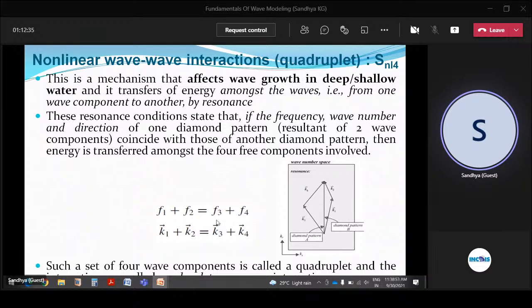There is no need to bother about this equation, but just for your understanding, this resonance occurs only if a certain condition is satisfied. That is, this is the resonance condition, which is to be satisfied for the quadruplet wave-wave interactions to be present.